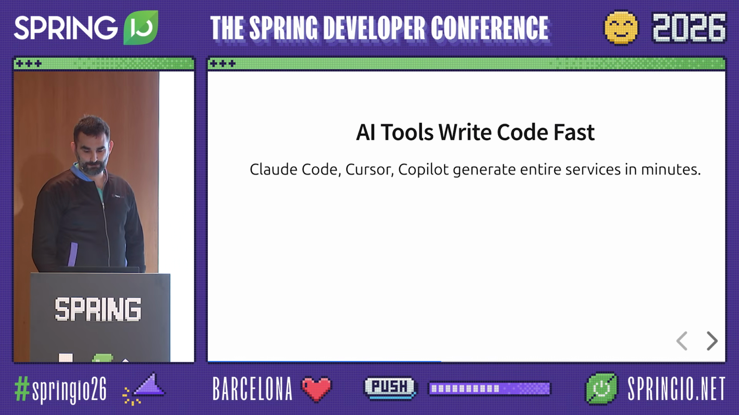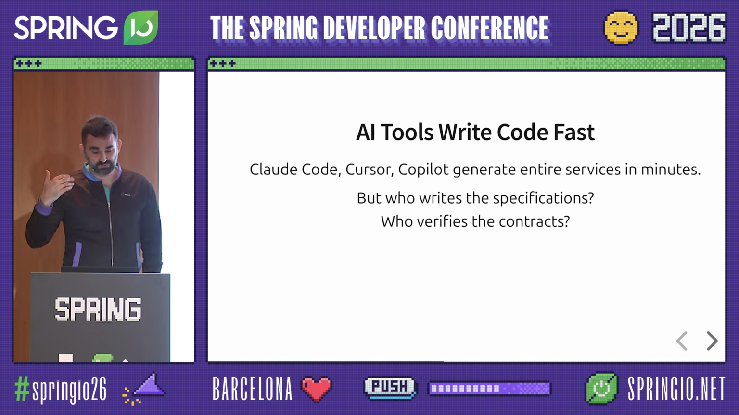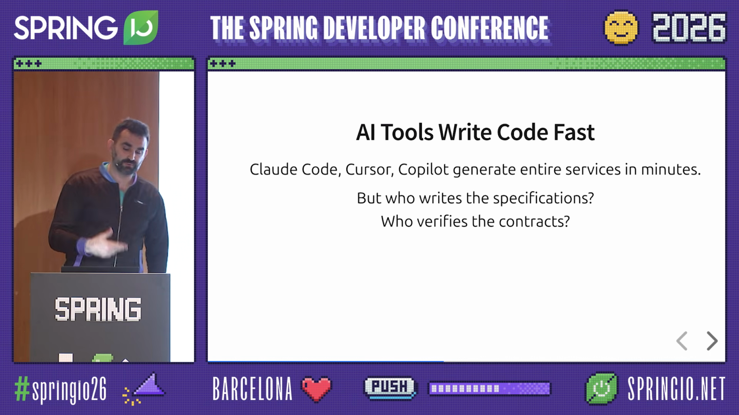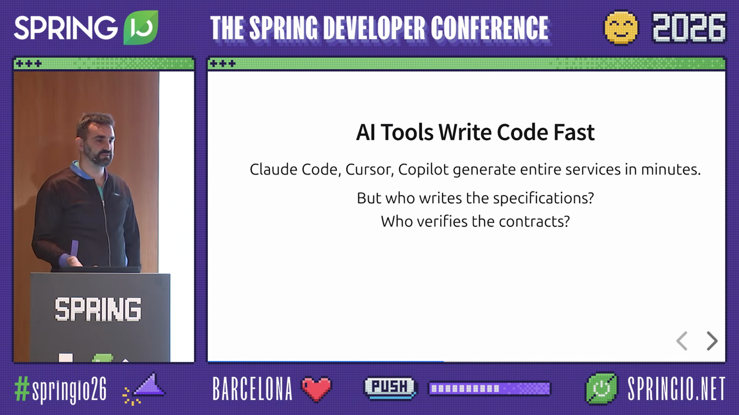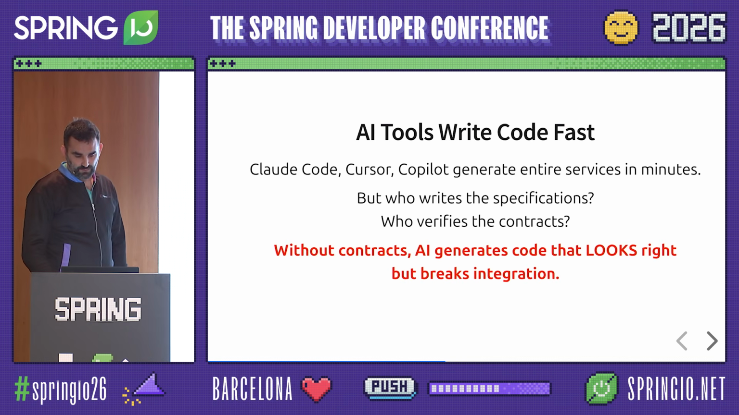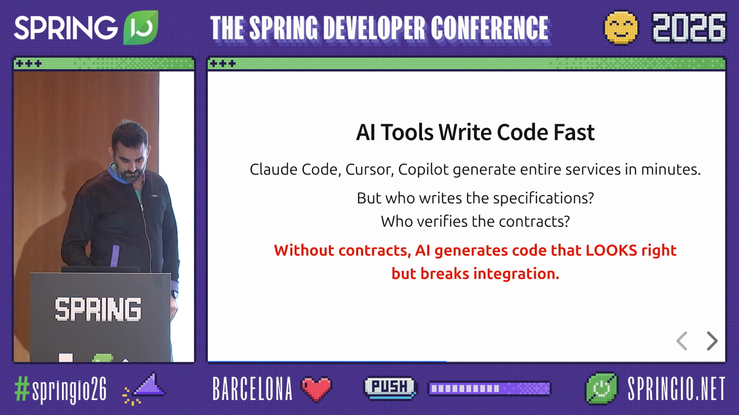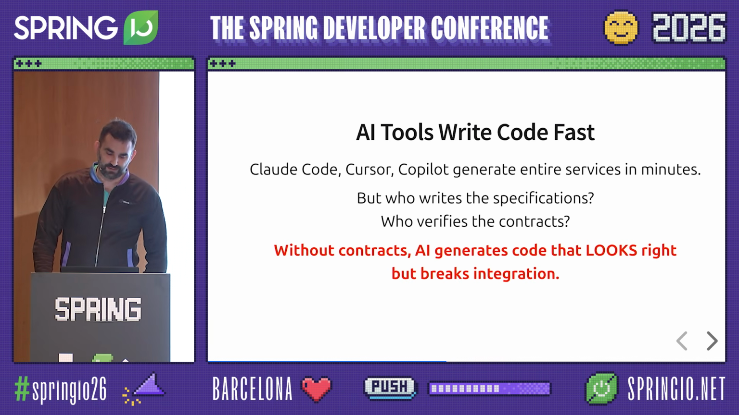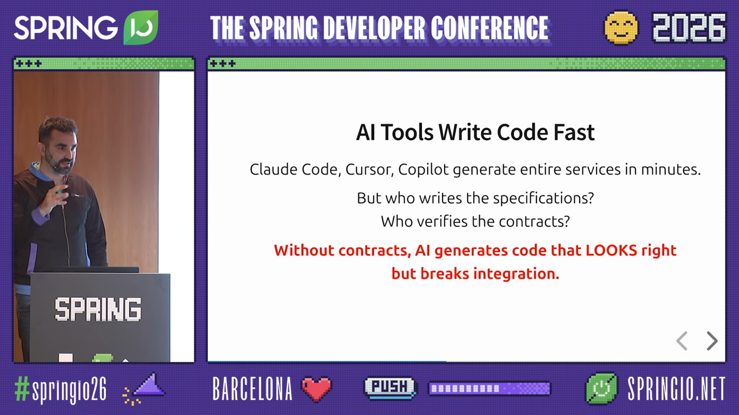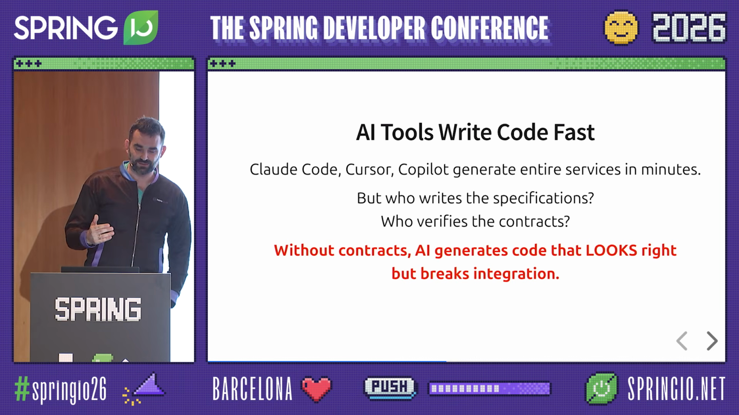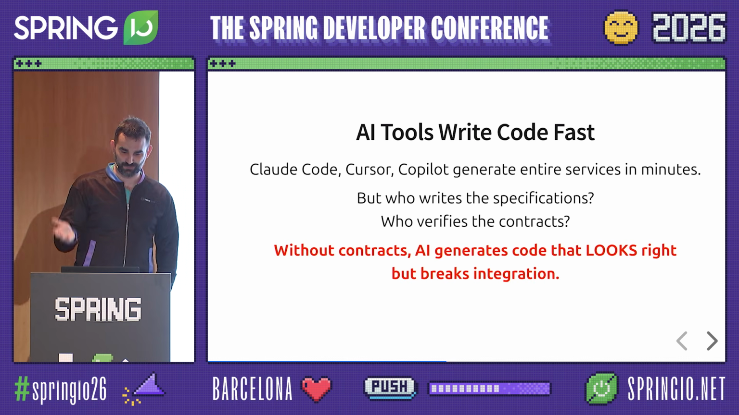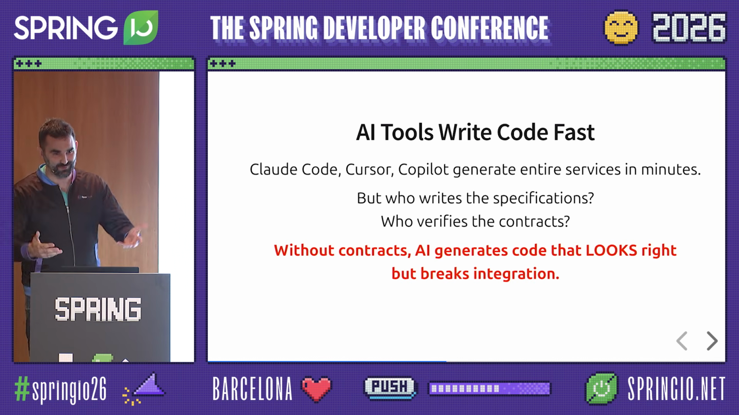So we can use tools to generate the services in minutes. The question is, who writes the specifications, who verifies the contracts, right? When I'm teaching about testing, I've been doing that for more than a decade now. Especially now in the age of AI, nothing was more important than tests. I mean, always nothing was more important than tests, but now it's even more important.